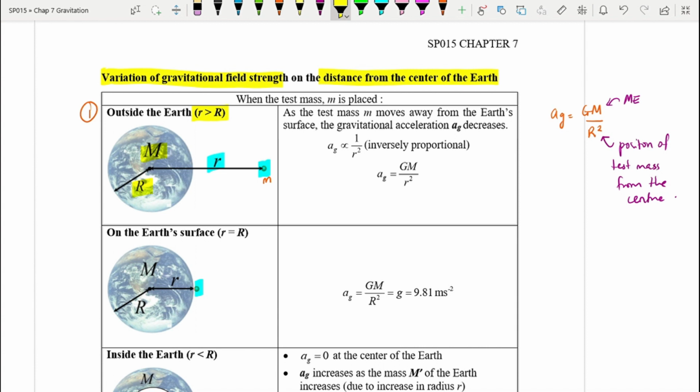Okay, obviously daripada formula a equals to GM over R square, kita boleh nampak relation antara a_g dengan R ni is inversely proportional. Okay, so bila kita kata inversely proportional, apabila distance of the test mass makin jauh, of course strength of gravitational field becomes weaker. Sebab a_g kita nilai dia lagi rendah apabila jarak makin menjauhi earth. Logically itu yang berlaku dan kita faham lah.